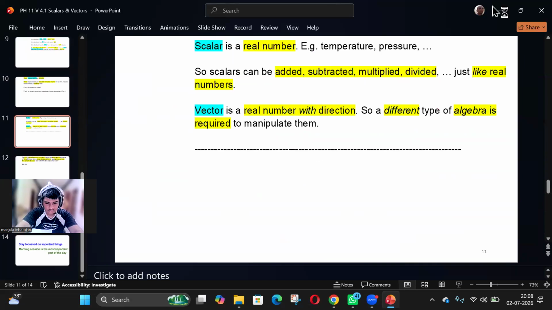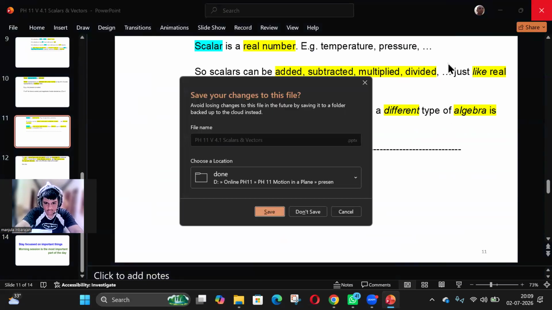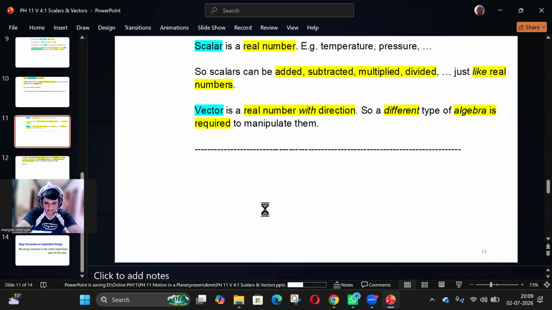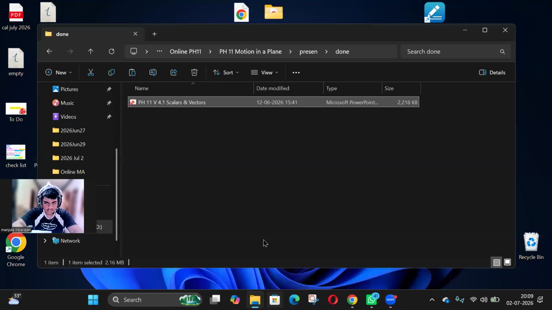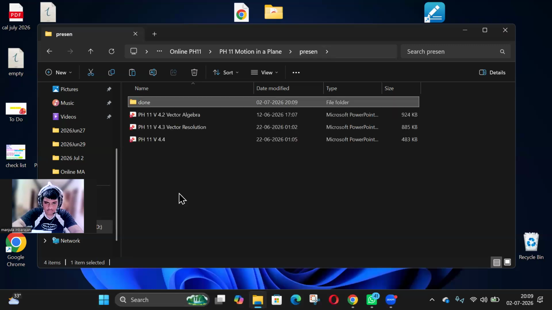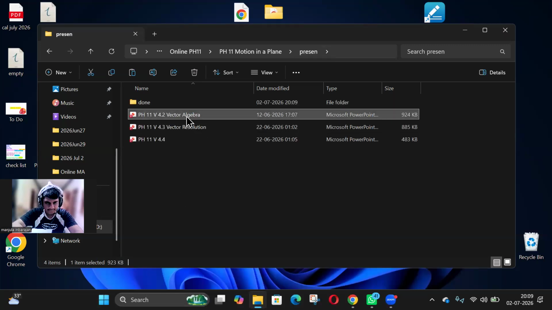Okay, so vectors, addition of vectors, have they come? Have they taught addition of vectors? Vector algebra.